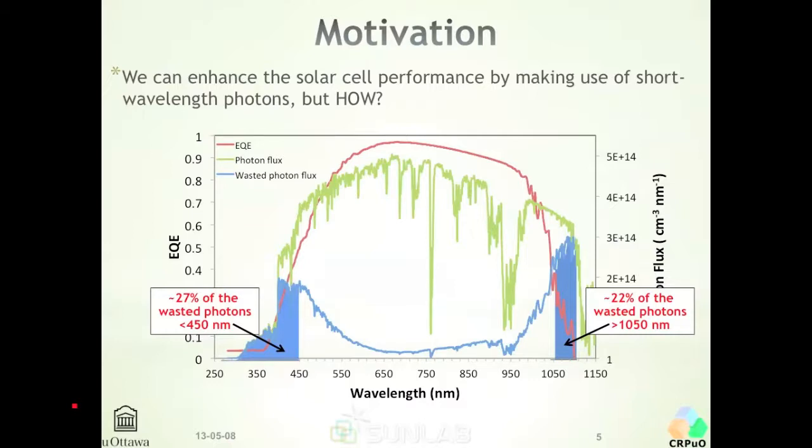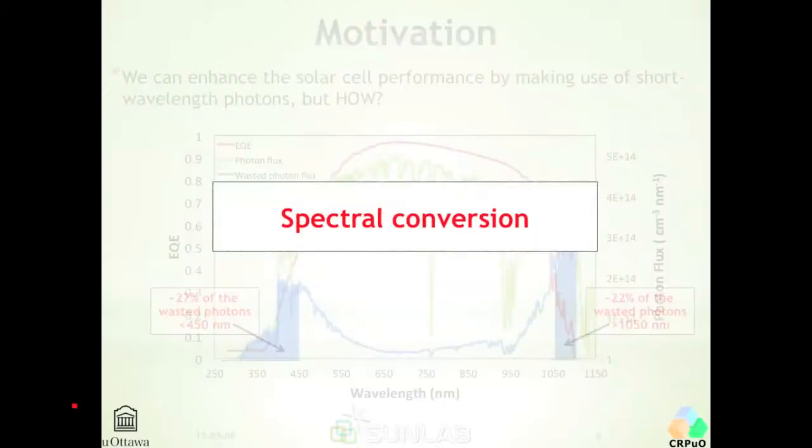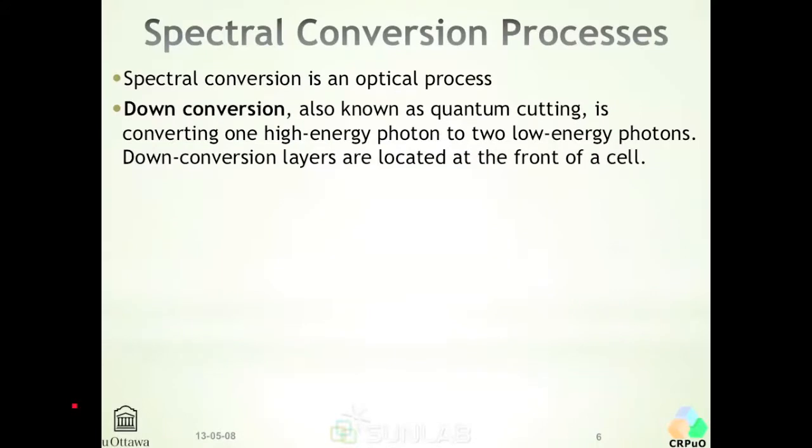So how can we make use of these wasted photons? By spectral conversion, and this is the motivation of my talk. So what is spectral conversion? Spectral conversion is purely an optical process, so it's completely electronically isolated from the solar cell. And this is the beauty of spectral conversion. There is no, for example, intermediate band solar cell, so we will not change the design of the cells. This is completely a layer that can be applied to any commercial solar cell.